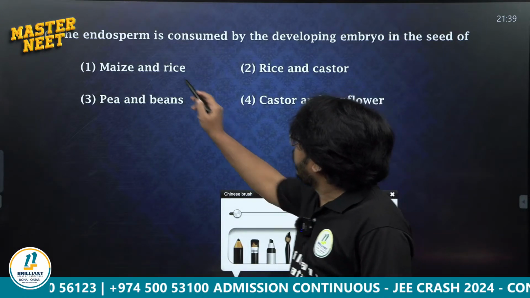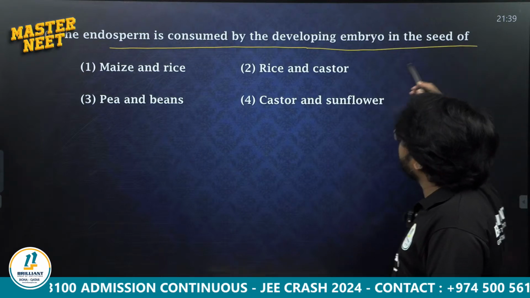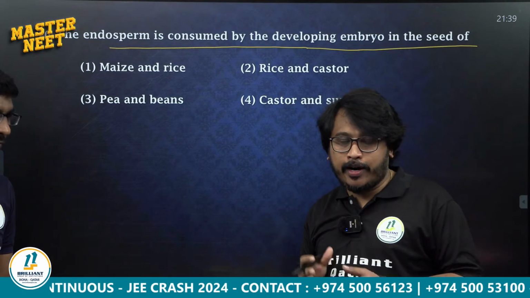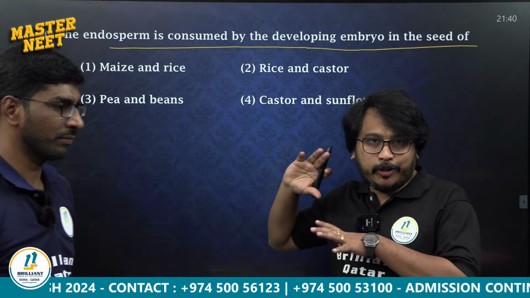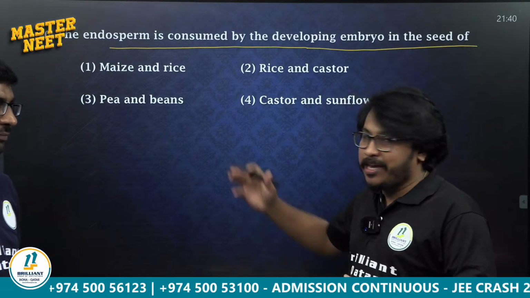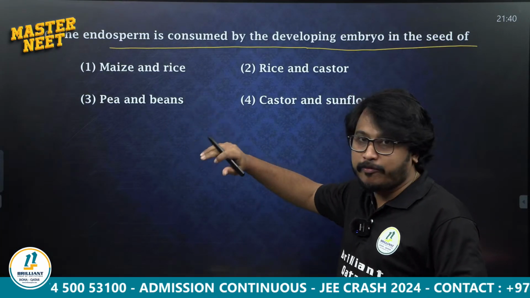Next question. The endosperm is consumed by the developing embryo in the seed of. The question is regarding exalbuminous or non-endospermic seed. So here, out of the given options, which are endospermic and which are non-endospermic? Let's say maize and rice. You already know they are endospermous and they are examples of monocot.